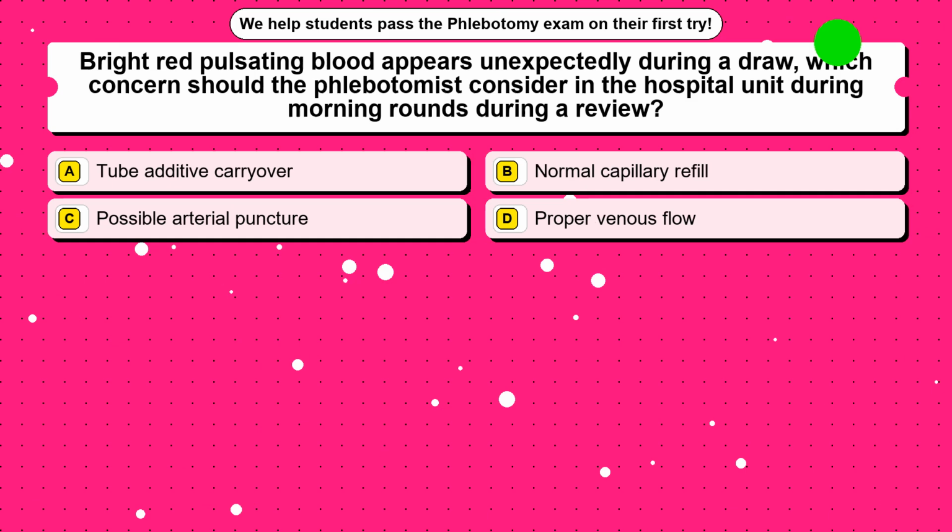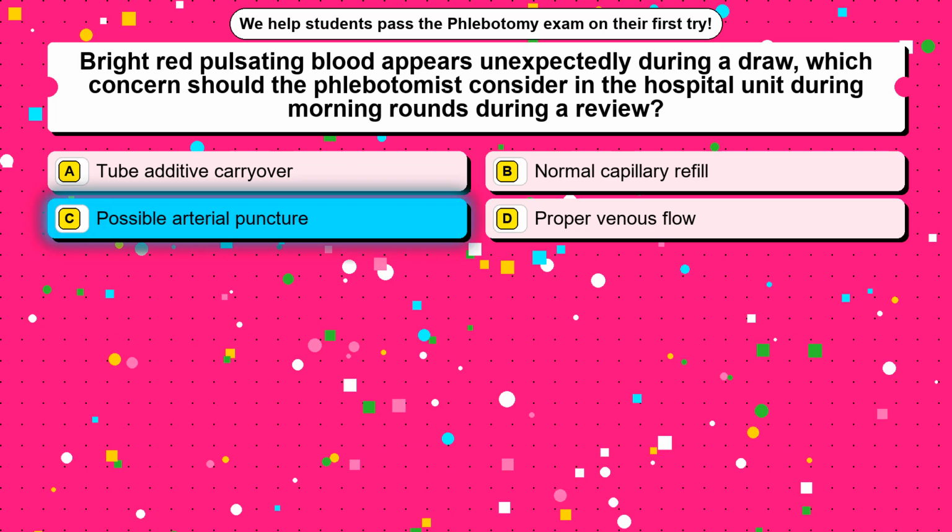Question 38. Bright red pulsating blood appears unexpectedly during a draw. Which concern should the phlebotomist consider in the hospital unit during morning rounds during a review? Option A. Tube additive carryover. Option B. Normal capillary refill. Option C. Possible arterial puncture. Option D. Proper venous flow.